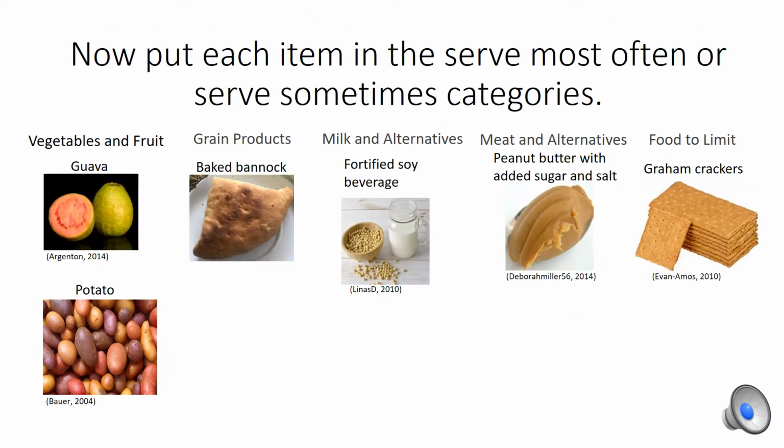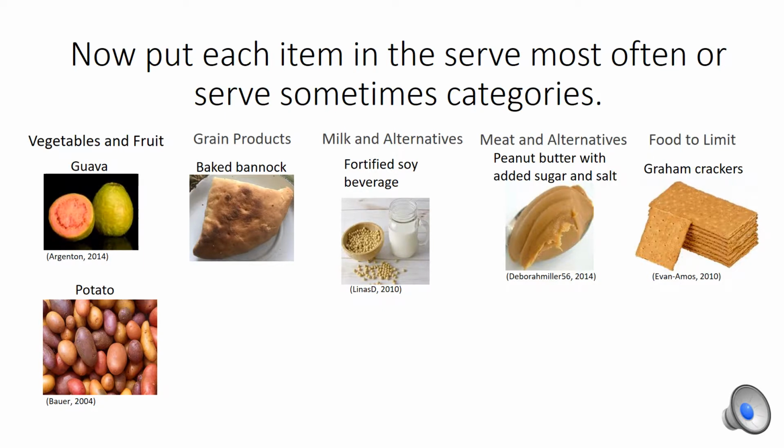You should have found that guavas and potatoes belong in the vegetables and fruit food group. Baked bannock is a grain product. Fortified soy beverage is a milk and alternative. And peanut butter with added sugar and salt is a meat and alternative. Graham crackers are like cookies, so they belong in the foods to limit category.